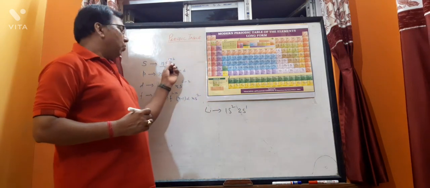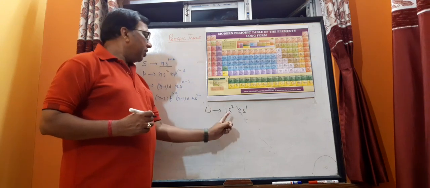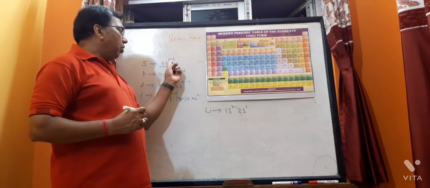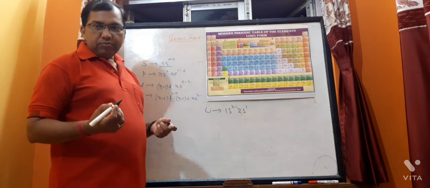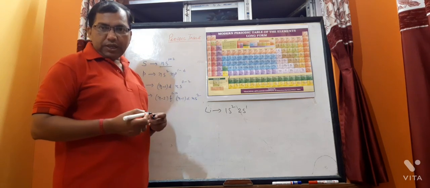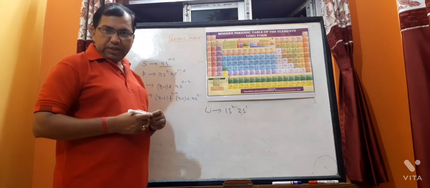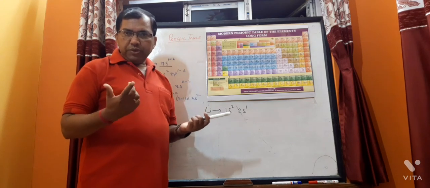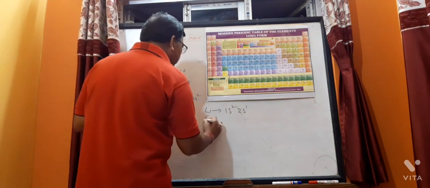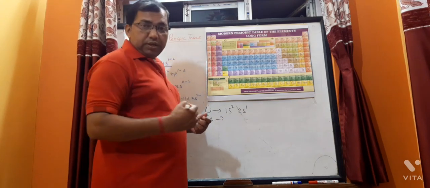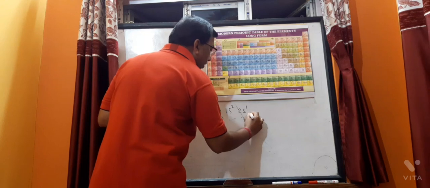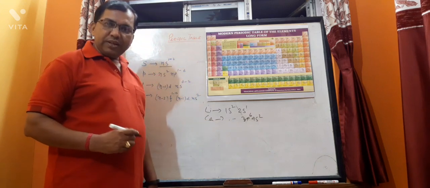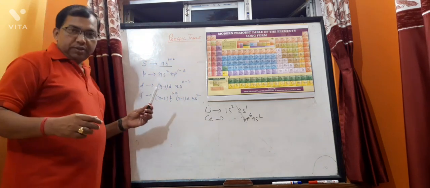So see, ns1 to 2. Clear? Lithium is ns1, where n is 2, s1. So ns1 maximum 1 to 2. Calcium: 1s2 2s2 2p6 3s2 3p6 4s2. What will be the last part of calcium? 4s2. Clear? ns1 to 2 maximum. Next I am coming to the p block.